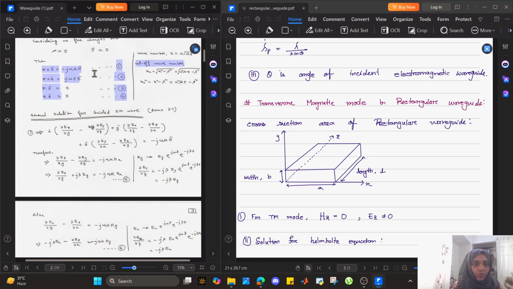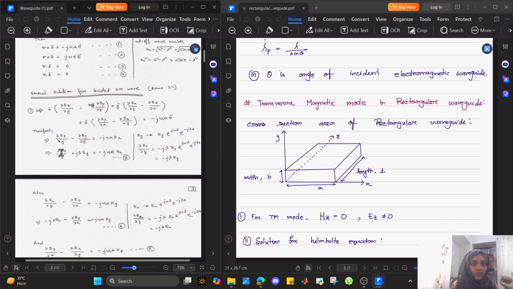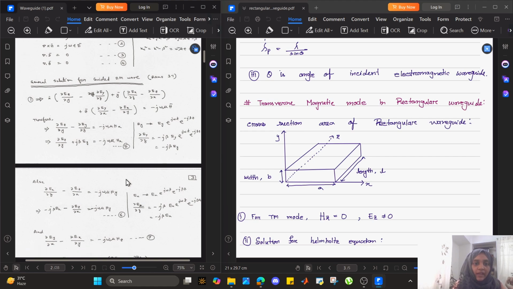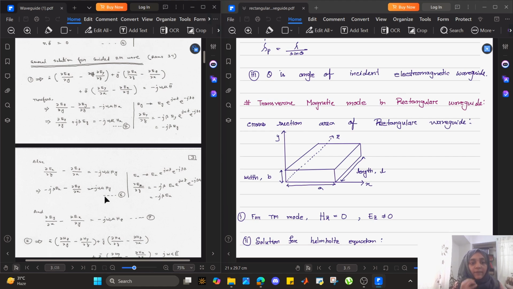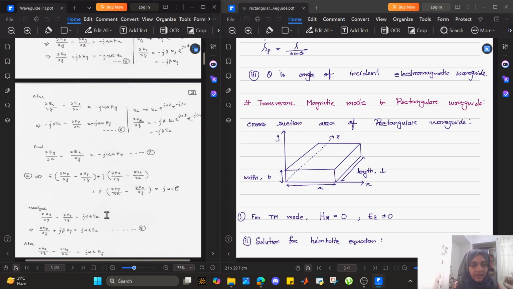From this curl equation, from these two, the curl of E electric field and the curl of H magnetic field, after solving this, we get some solutions. We substitute them in terms of Ex and Hy, in terms of the electric field and magnetic field, in terms of the transverse wave, meaning every equation has a longitudinal component like Ez or Hz or something like this.